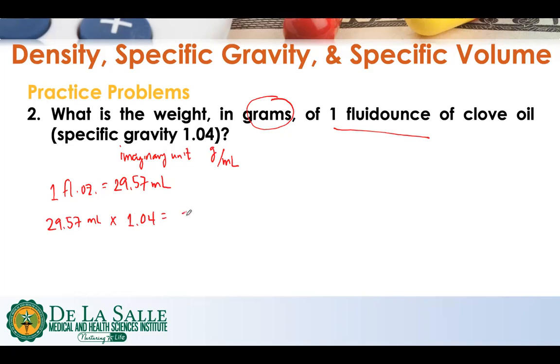equals 30.7528 grams, or approximately equal to 30.8 grams. Okay? Remember also that in our discussion of significant figures and rounding off, in multiplying and dividing numerical values, the product or the quotient should have as little significant figures as the number with the least number of significant figures. So we can approximate this quantity to 30.8 grams, having three significant figures.